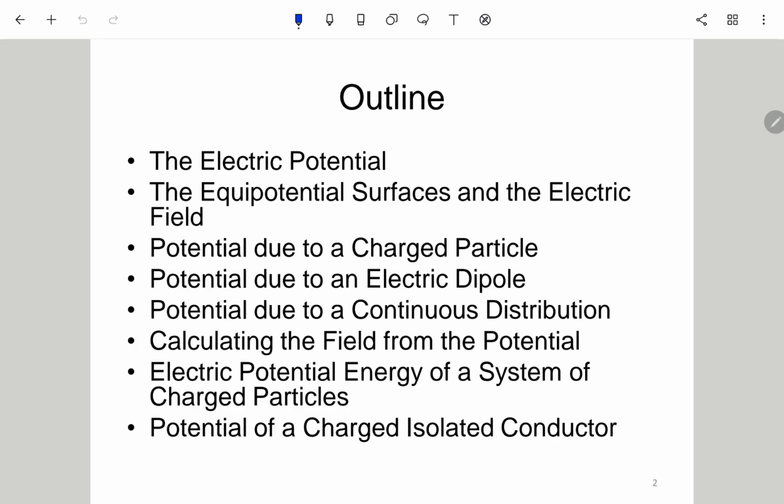And next, we will talk about the electric potential energy of a system of charged particles. So it's also another definition, and then finally, the potential of a charged isolated conductor.